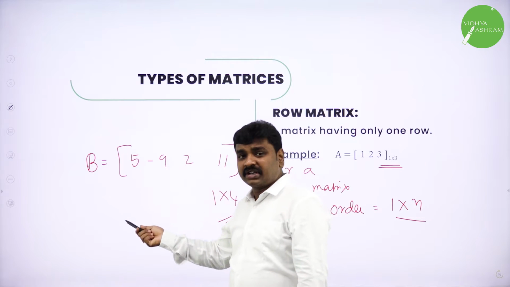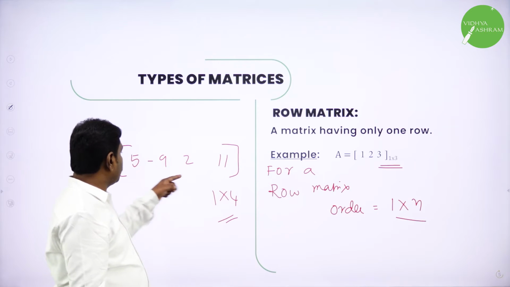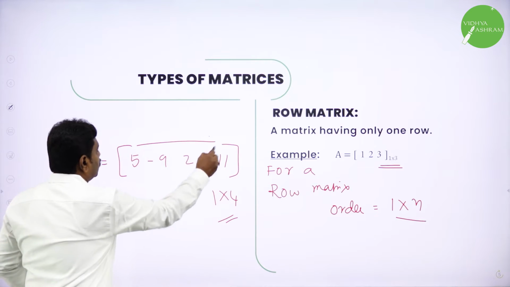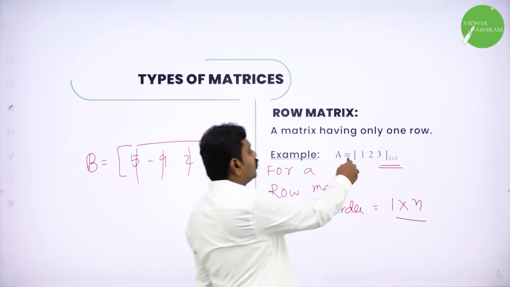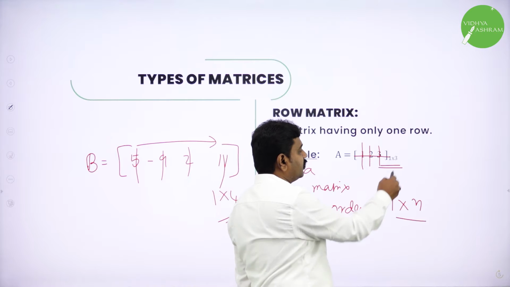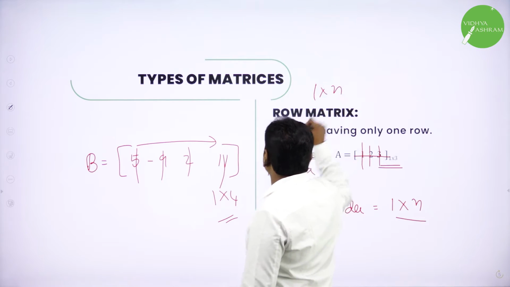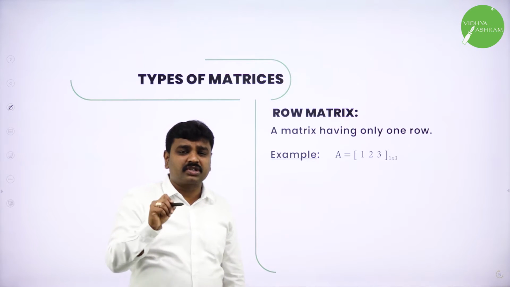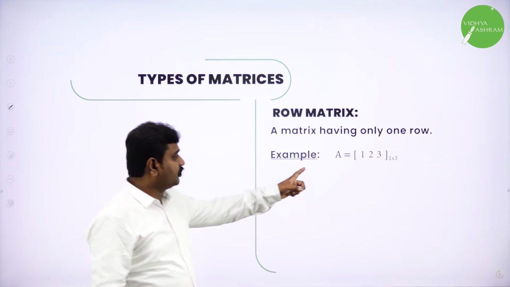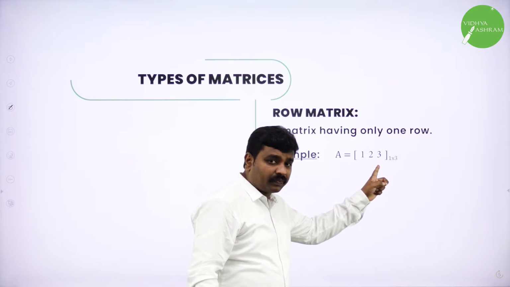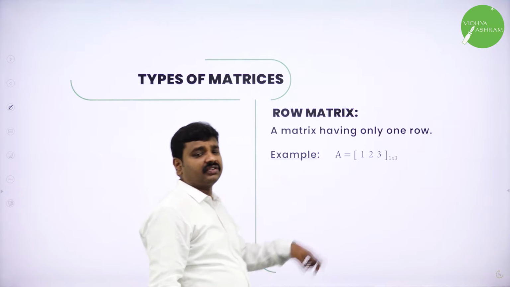For a row matrix, we'll have one row and order of row matrix is always 1 cross n. Here we have one horizontal row but 3 columns, so 1 cross 3. Here one row and 4 columns: 1, 2, 3, 4. 1 cross 4. So any row matrix will have order 1 cross n. What is meant by row matrix? Row matrix means a matrix having only one row and any number of columns. This is a matrix containing one row and 3 columns. Order is 1 cross 3, but this is called row matrix.